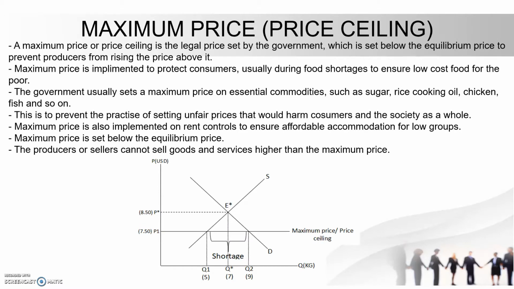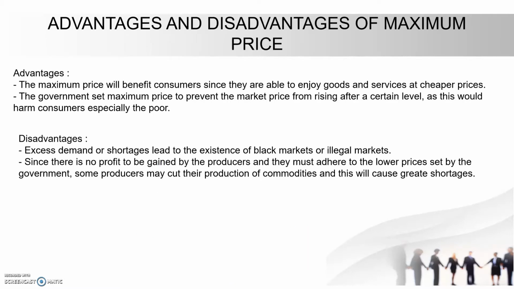Maximum price is a legal price set by the government, which is set below the equilibrium price to prevent producers from raising the price above it. It is implemented to protect consumers, usually during food shortage, to ensure low-cost food for the poor. Advantages: the maximum price will benefit consumers since they are able to enjoy goods and services at a cheaper price. Other than that, the government sets a maximum price to prevent the market price from rising after a certain level.